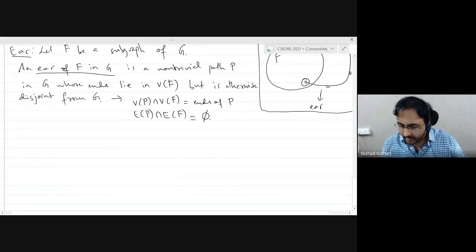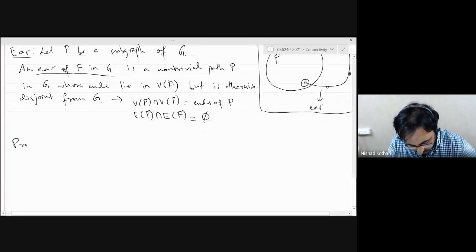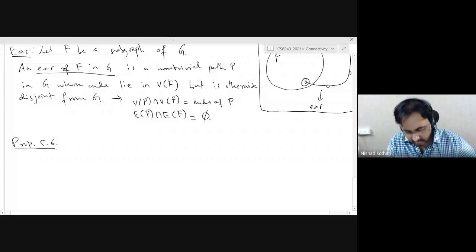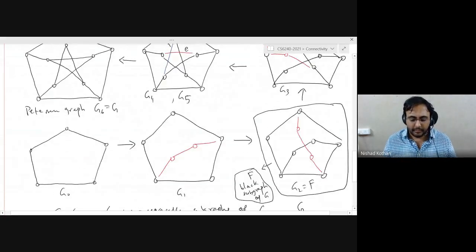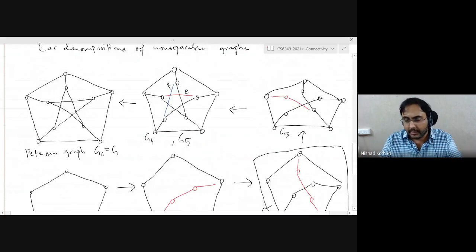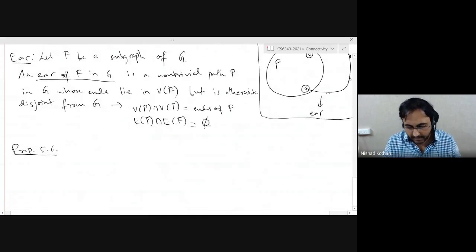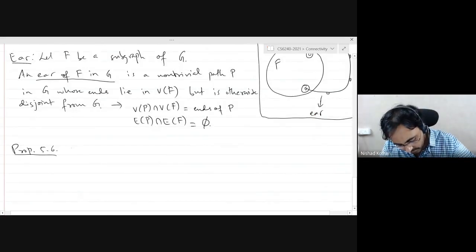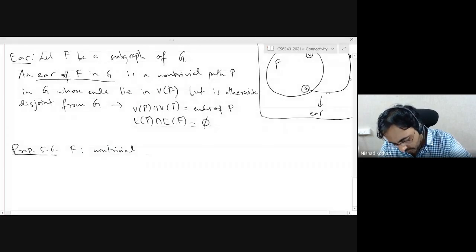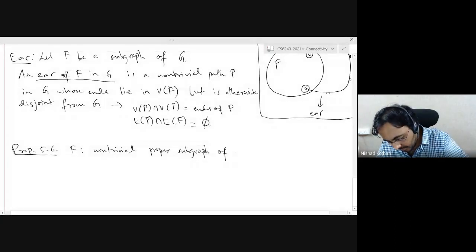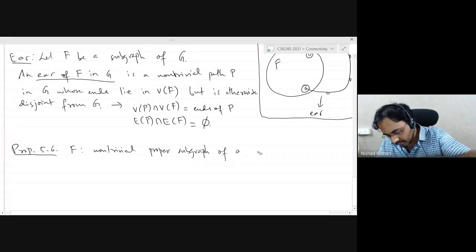So now let's put a proposition. There are a bunch of things we need to prove. So sure, I showed you an ear decomposition of the Petersen graph, but what guarantees the existence of such an ear decomposition? That is what we are trying to prove now, right? And so the first step in that direction is the following. Supposing I take a non-trivial proper subgraph of any non-separable graph G.